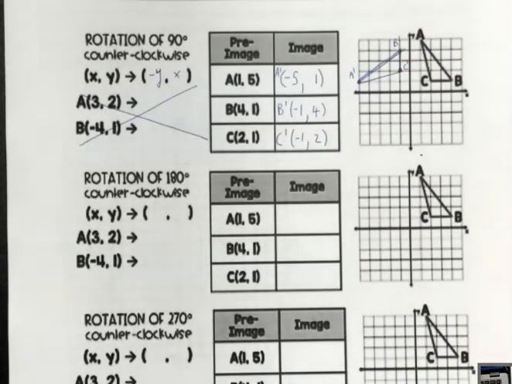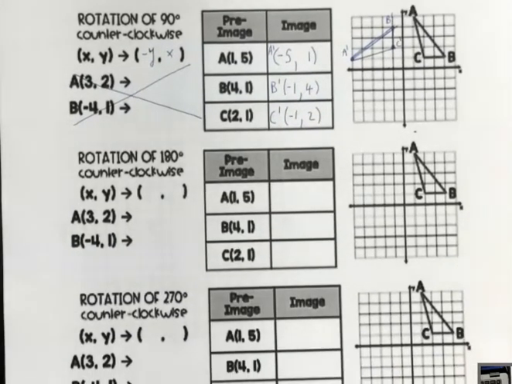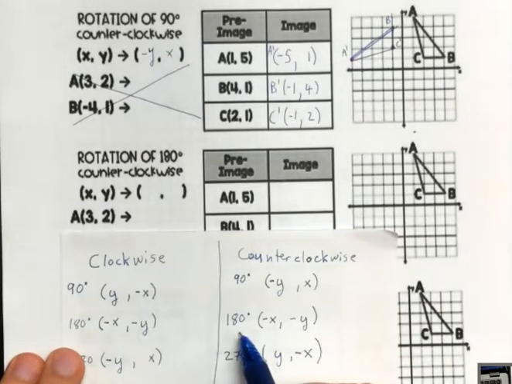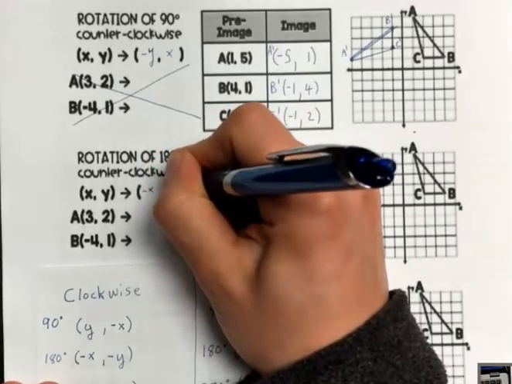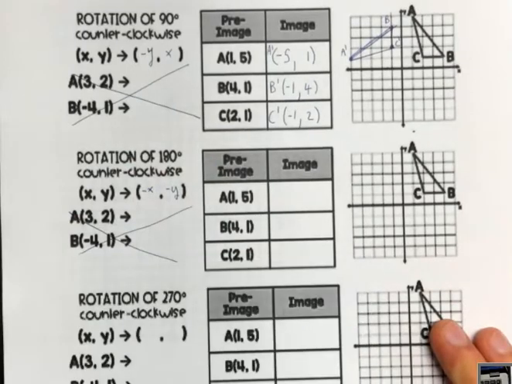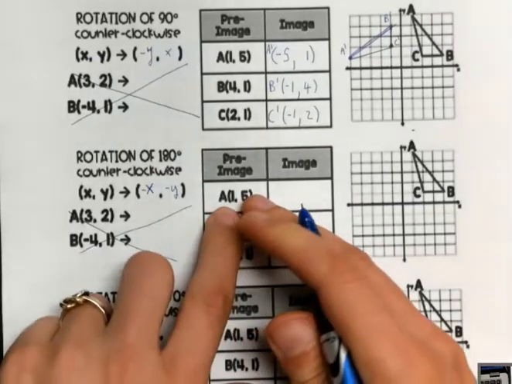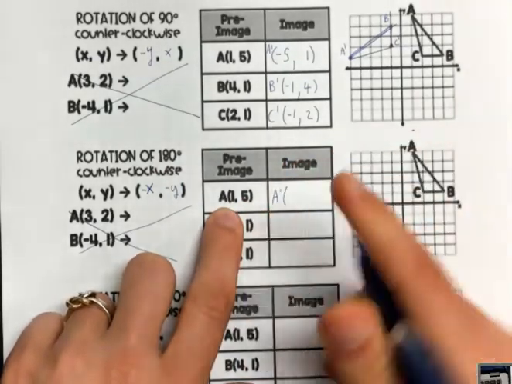So we'll do the same thing for the next one. So rotation counterclockwise of 180 degrees. So I look at my cheat sheet, counterclockwise 180 degrees. It says I'm going to have a negative x and a negative y. And I'm going to not do that part. So negative x, negative y. So I'm just going to go ahead and put the same points. I'm just going to make them both negative.